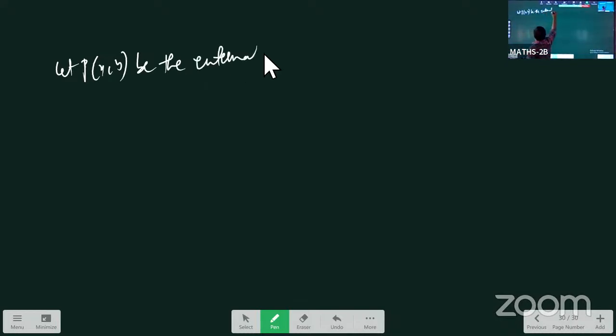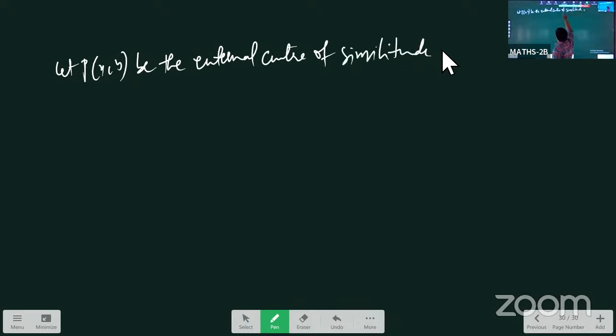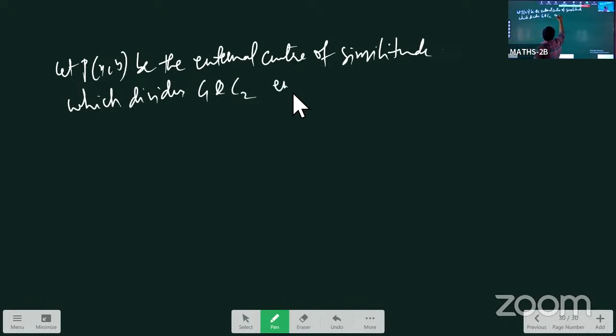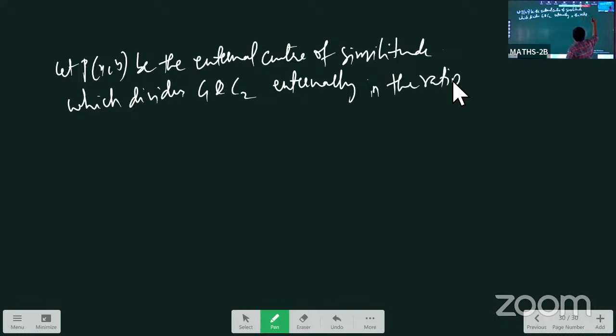Let P(x, y) be the external center of similitude which divides C1 and C2 externally in the ratio R1 is to R2, that is M is to N, which is nothing but the ratio R1 is to R2.